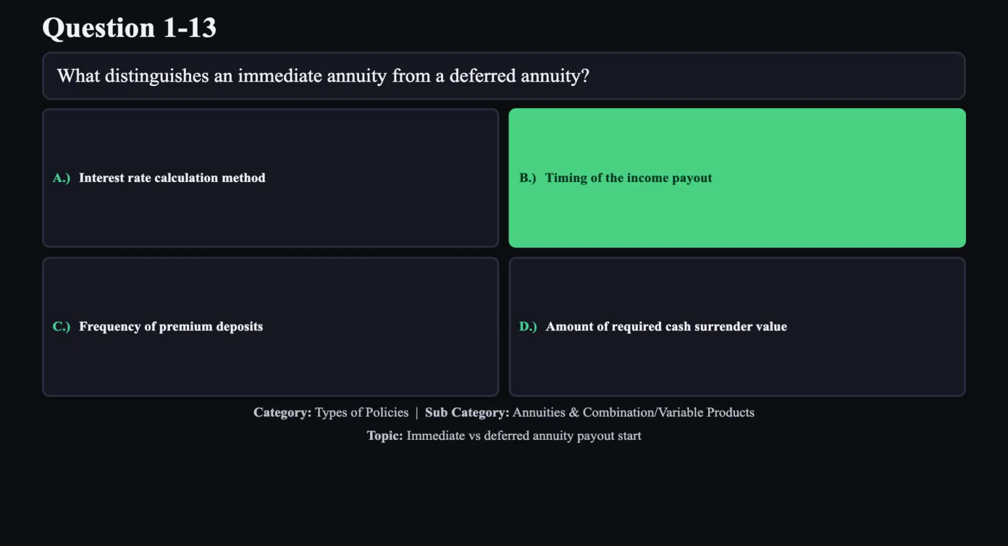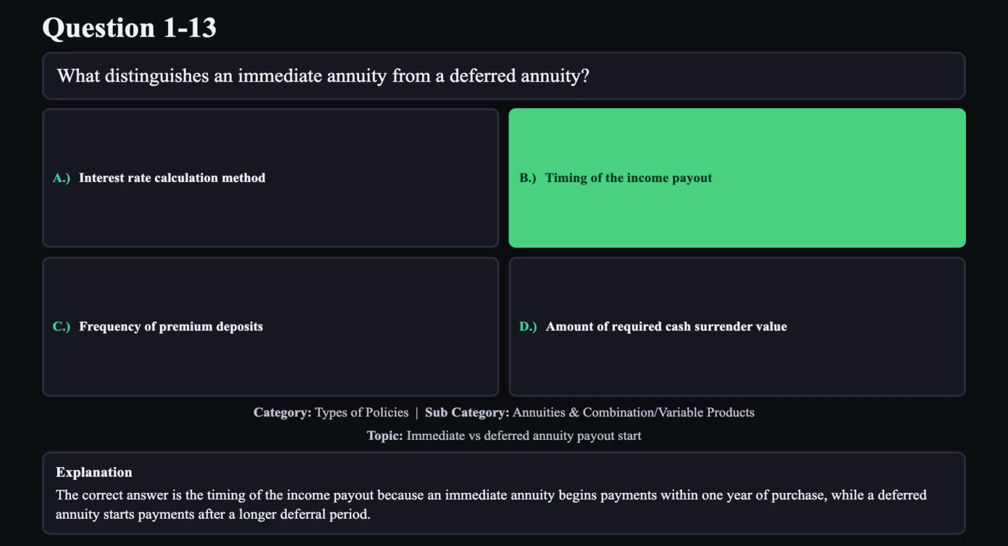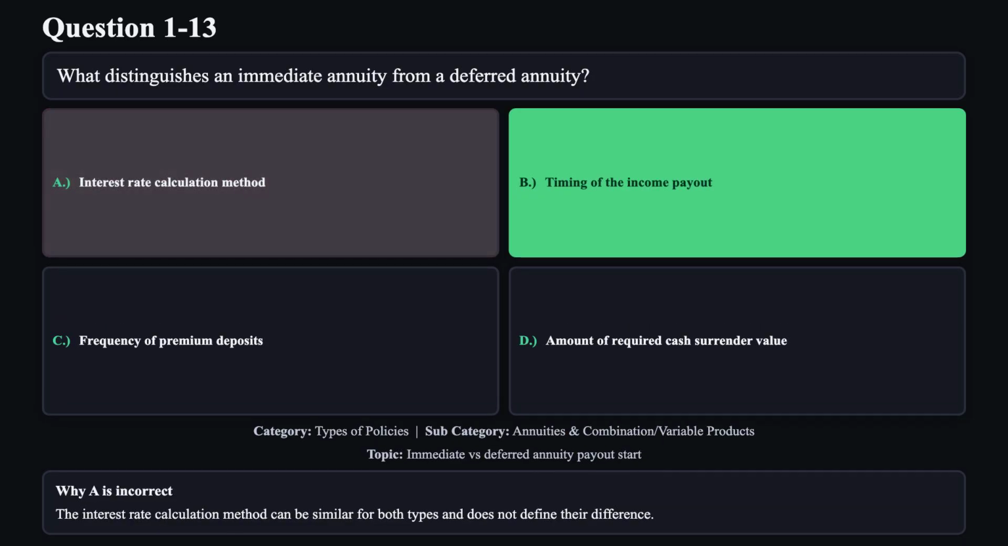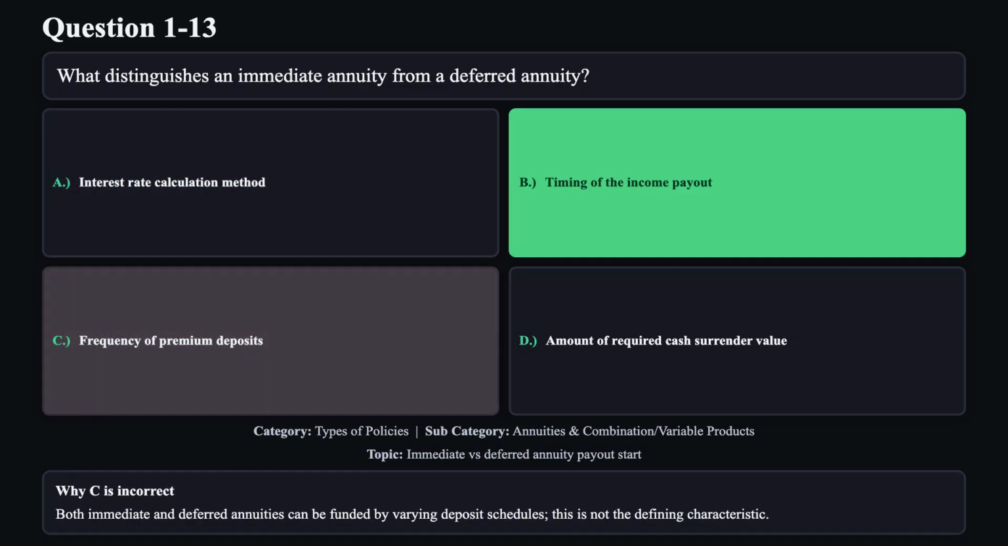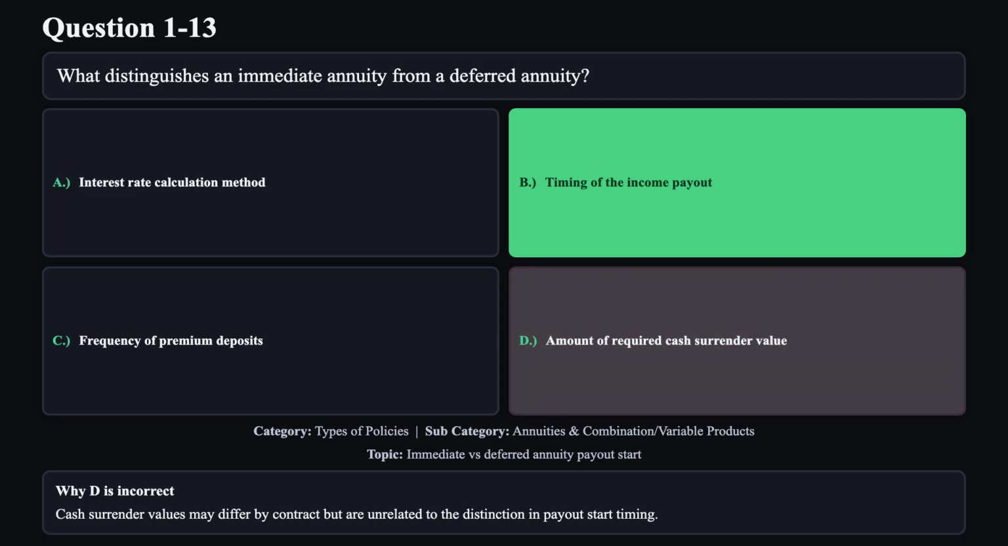The correct answer is B. The correct answer is the timing of the income payout, because an immediate annuity begins payments within 1 year of purchase, while a deferred annuity starts payments after a longer deferral period. Reason A is not correct. The interest rate calculation method can be similar for both types and does not define their difference. Reason C is not correct. Both immediate and deferred annuities can be funded by varying deposit schedules. This is not the defining characteristic. Reason D is not correct. Cash surrender values may differ by contract, but are unrelated to the distinction in payout start timing.